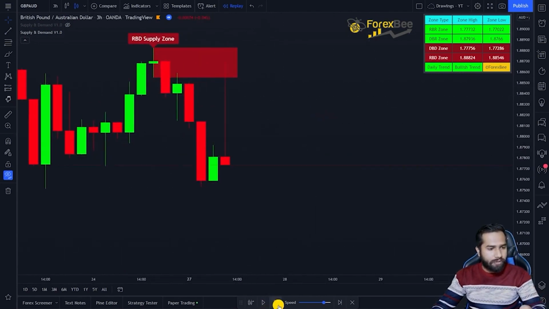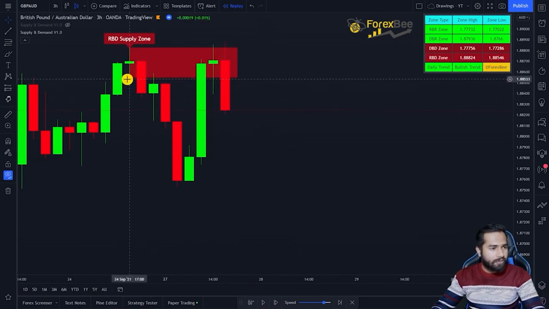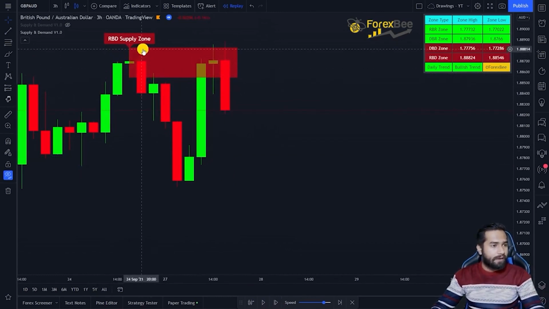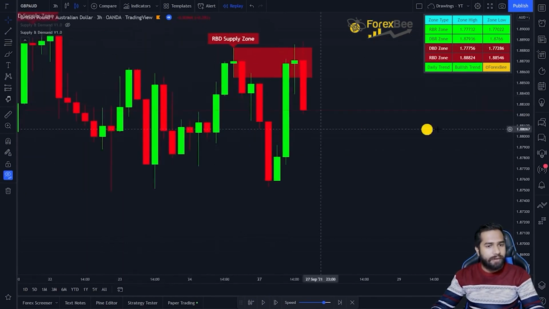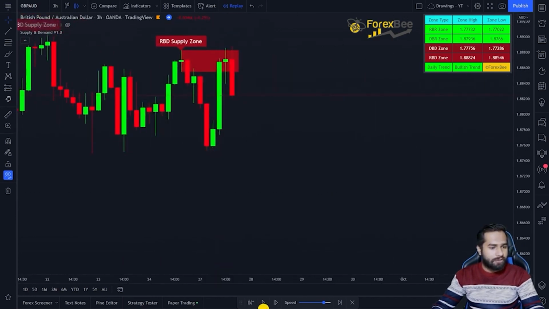Now let me just forward play this, and here you can see at this supply zone again the entry is at this level and the stop loss will be at this level. So this is again a very high risk reward trading setup. Let me just forward play the market in the forward direction.